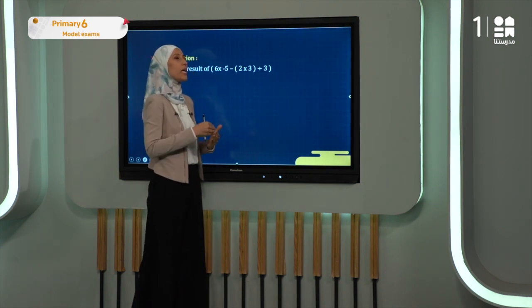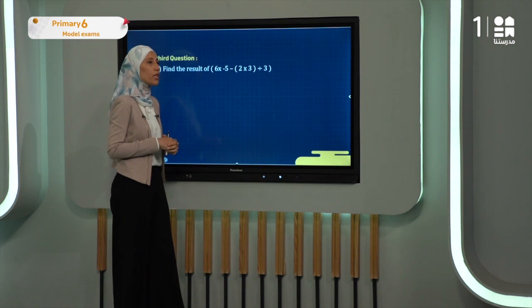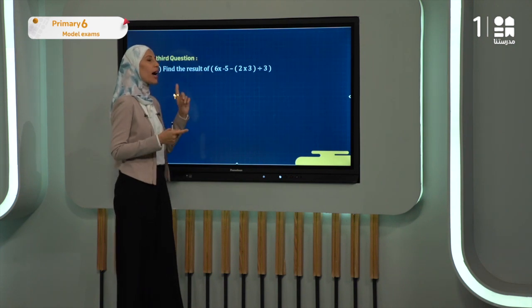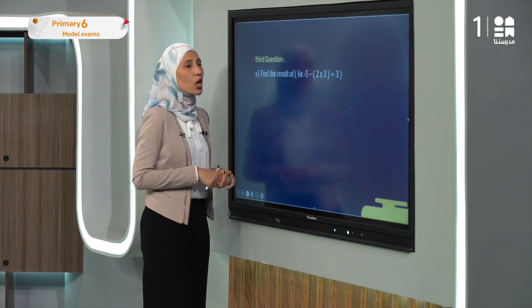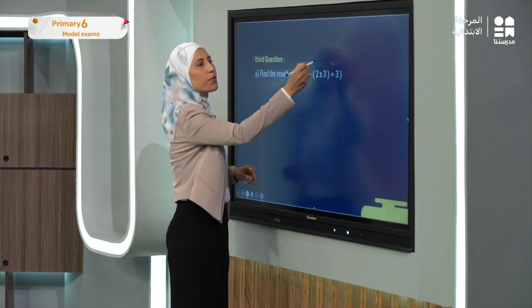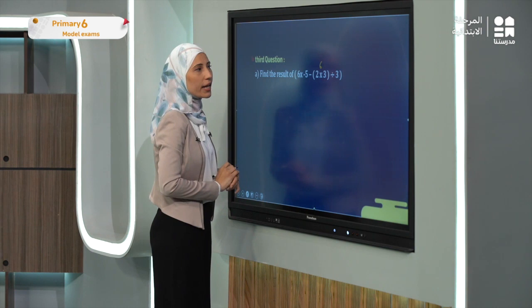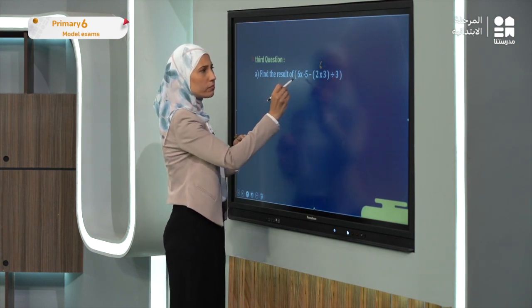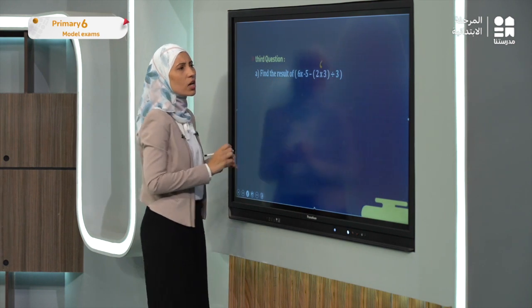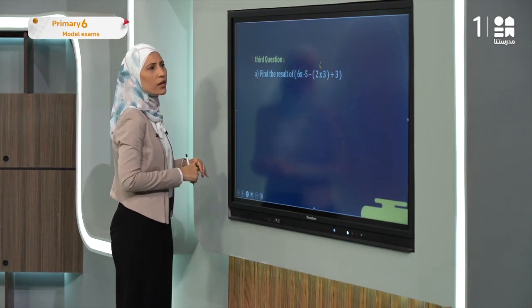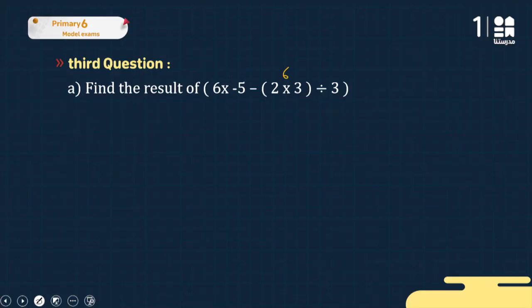Then making it multiplication and division. If I have both of them, I will start from left to right. So I am going to start with 2 times 3, which is supposed to be 6. Okay. After that, I am going to make 6 times -5 minus 6 divided by 3.